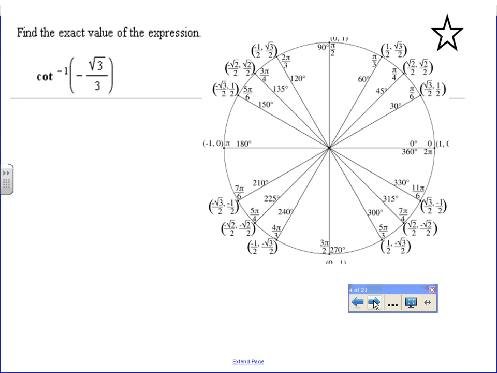Okay, now the next one's very, very similar. You're doing inverse cotangent of negative square root of 3 over 3. And so what we could do with this is just find inverse tangent of the reciprocal, which would be negative 3 over square root of 3.